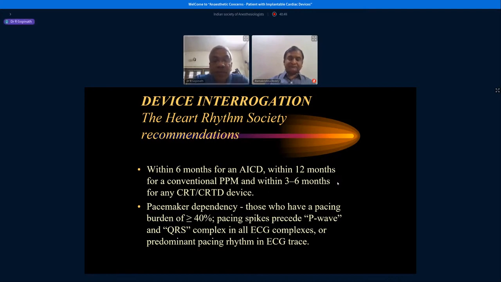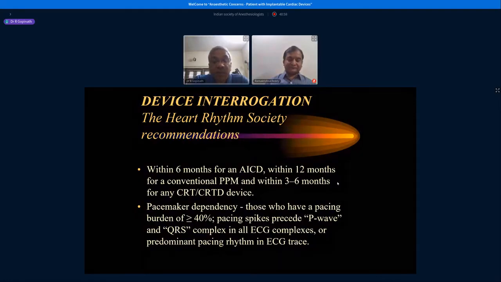So when do you say a patient is pacemaker dependent? A patient is pacemaker dependent when there is more than 40% pacing burden, that is, more than 40% of the time he requires the pacemaker. And with pacing spikes, we see a P wave or the QRS based on whether it is atrial or ventricular pacing in almost all the ECG complexes, or a predominant pacing rhythm in the ECG trace. There might be some amount of normal intrinsic rhythm and mostly pacing rhythm. So these are the kinds of patients who are called pacemaker dependent.